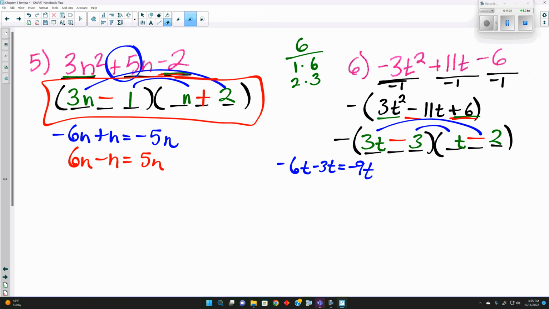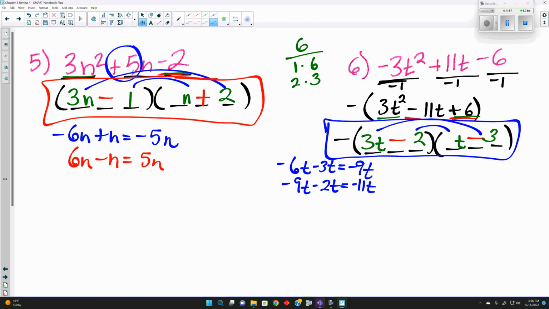So, okay, I can switch the 3 and 2. So this time we have 2 and 3, and we can try it again. 3t times -3 is -9t. -2 times t is -2t. And -9 minus 2 is -11t. That's what we wanted, so we have our answer here. Now again, whatever we factor out has to be included in the answer, so the negative would need to be included there.